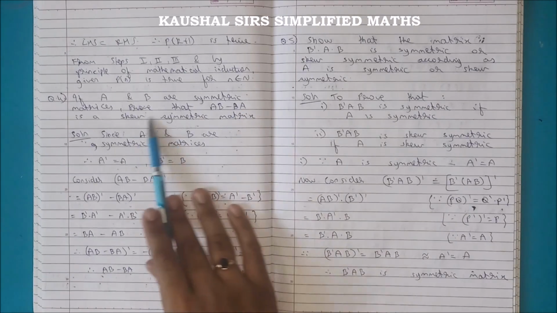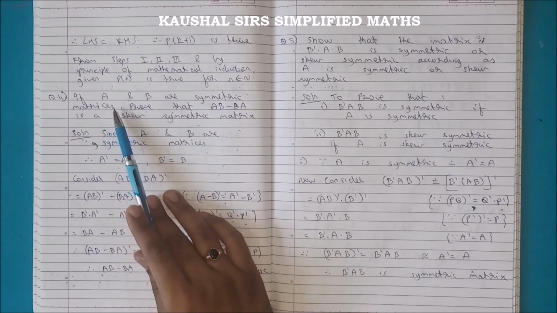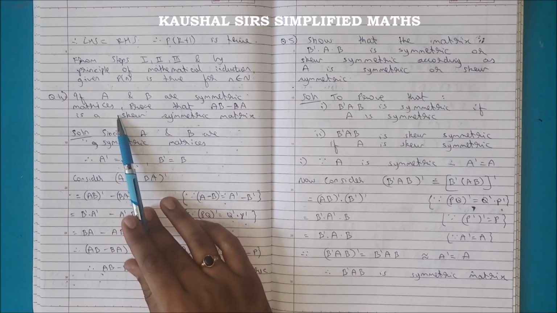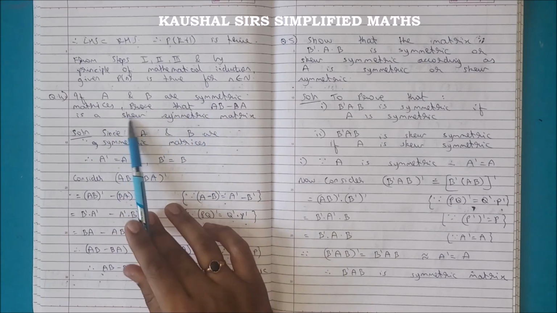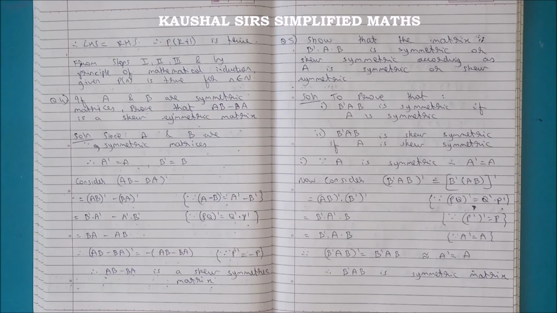Okay, so coming to the question number 4. What is given? If A and B are symmetric matrices, you have to prove that AB minus BA is a skew symmetric matrix. Okay, so let's start.